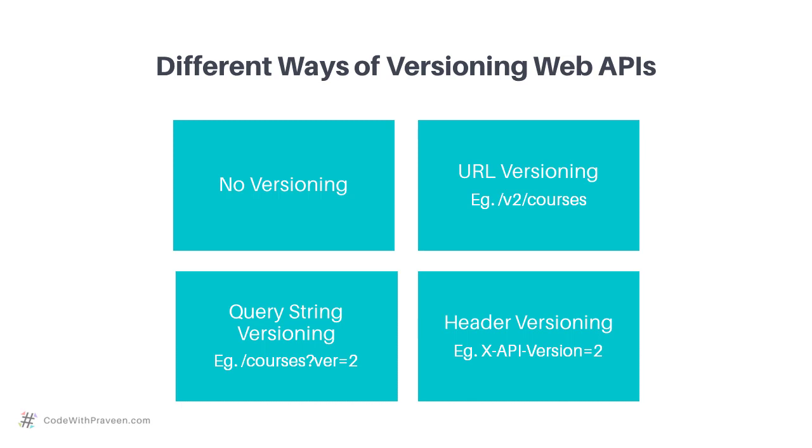Having known the different ways of versioning the APIs, in the next lesson, we will go through the steps involved in implementing those versioning approaches in our web API projects.